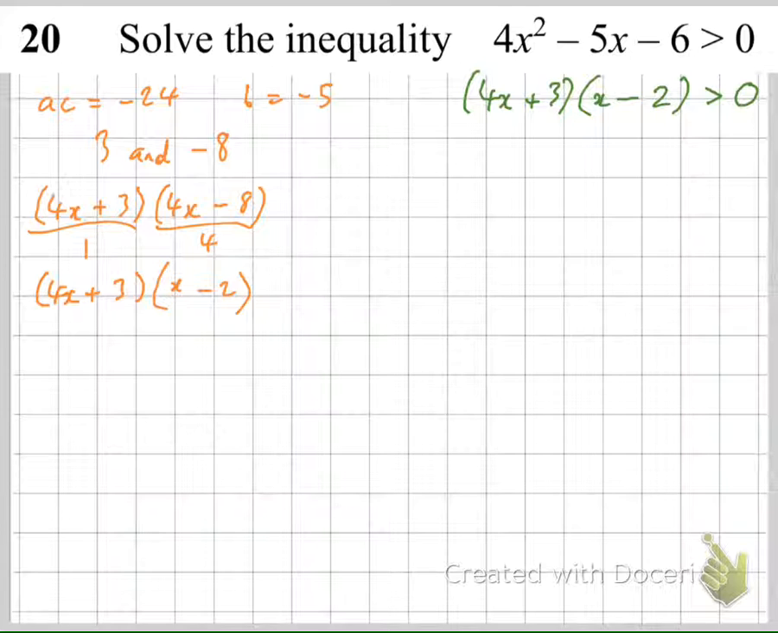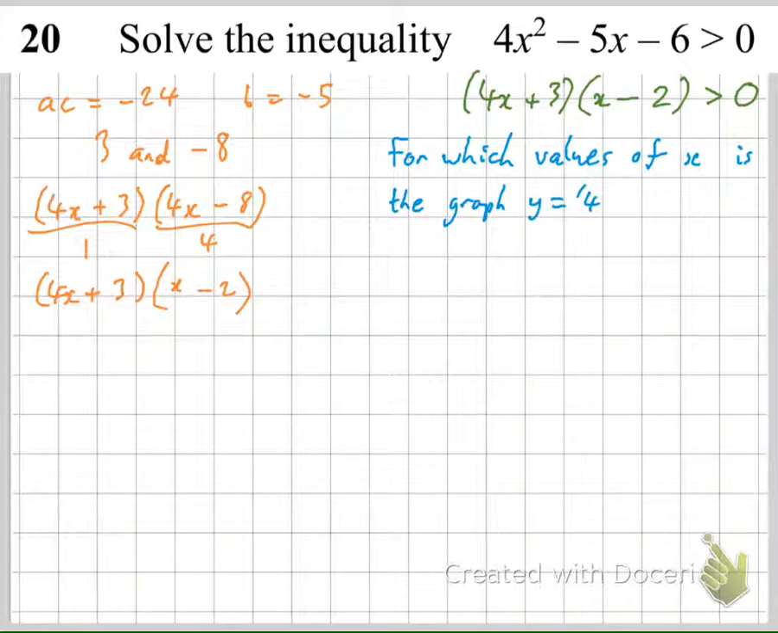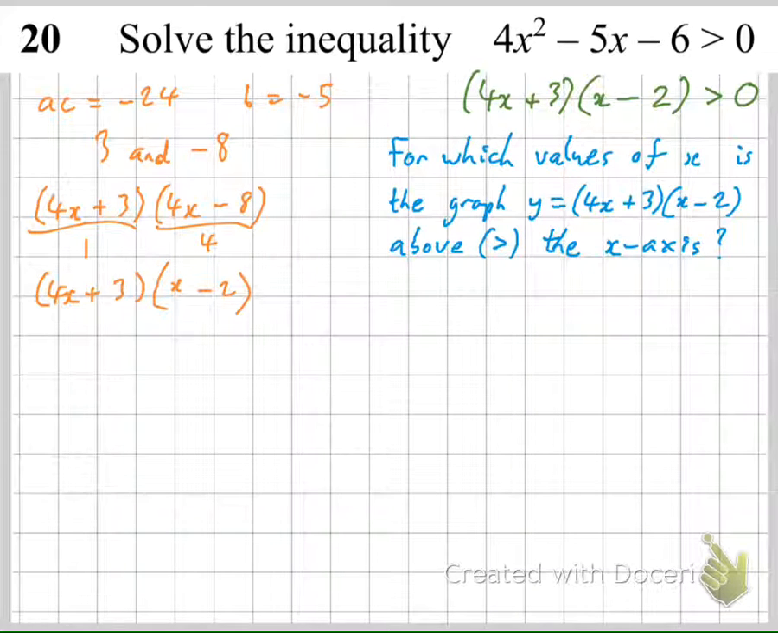So once you've got a factorised expression and an inequality greater than or equal to 0, it's important to recognise what that's asking. It's asking for what x values is the graph y equals that above the x-axis. Above because it's greater than. If it was less than, it would be below. So for which x values is this graph above the axis?